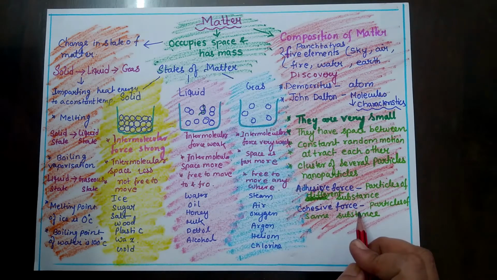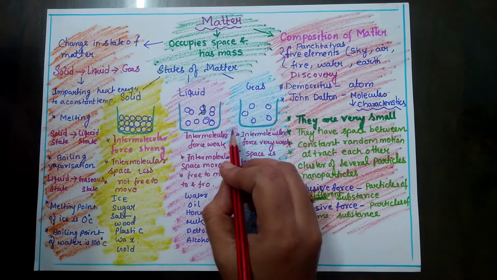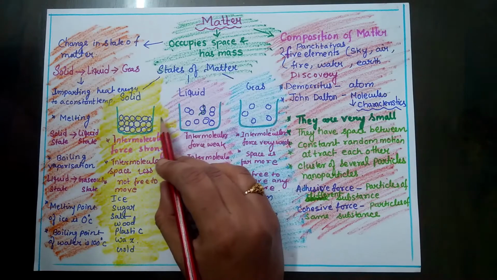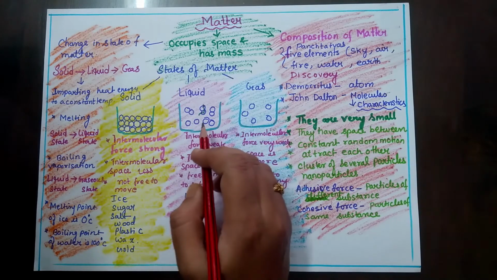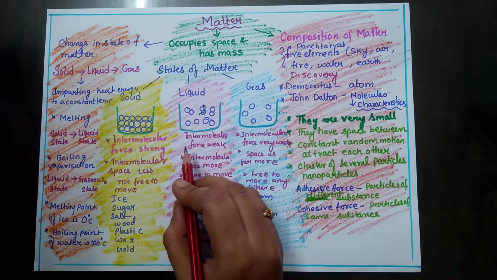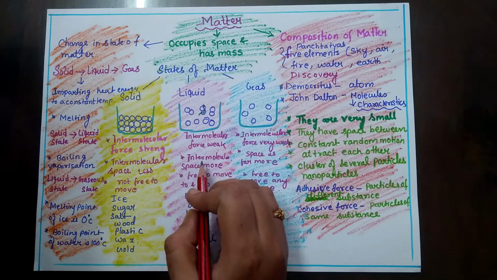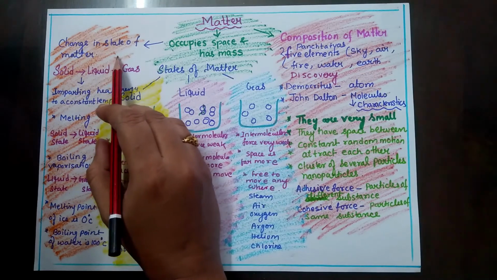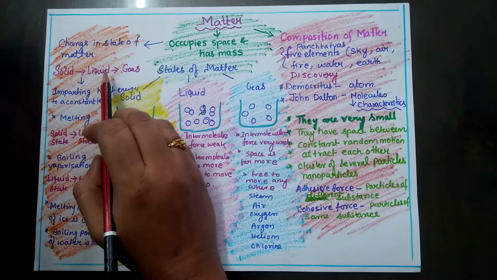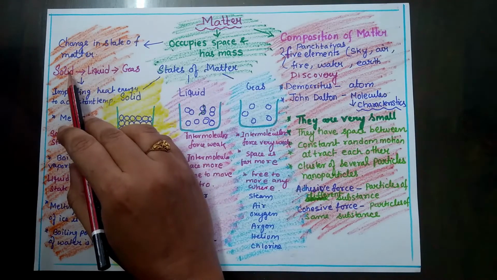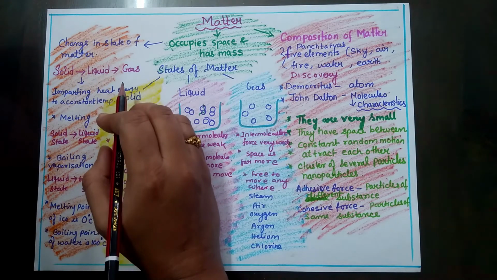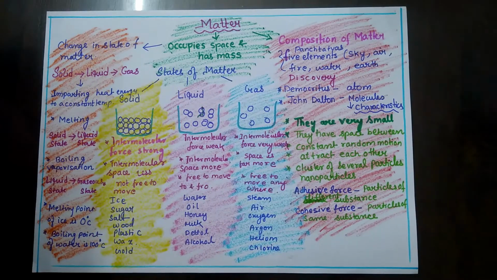If we talk about the states of matter, there are three states of matter: solid, liquid and gas, and the three properties which decide whether it will be a solid, liquid or gas are the intermolecular space between them, the force of attraction between the molecules and the movement of the molecules. Now change in the state of matter. The matter can be changed from one state to another, that is from solid to liquid and from liquid to gas. The process of changing from a solid to liquid is called melting, and from liquid to gas is called vaporization. This brings us to the end of this chapter.